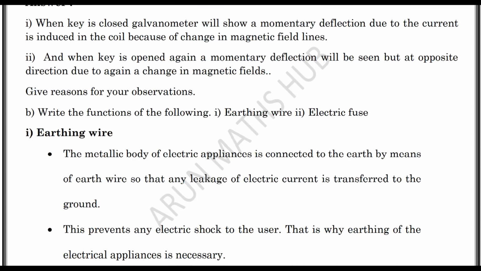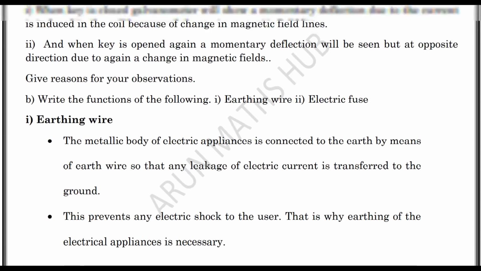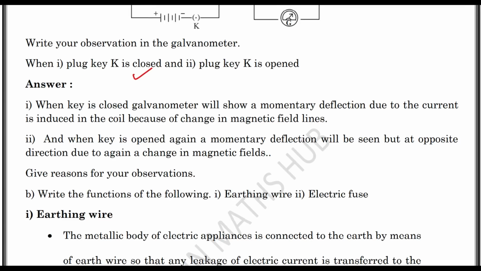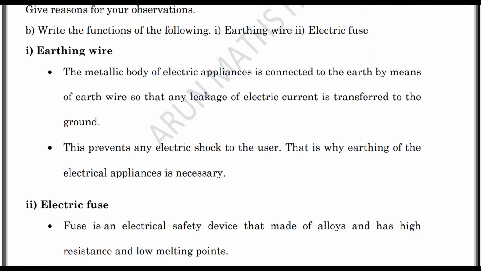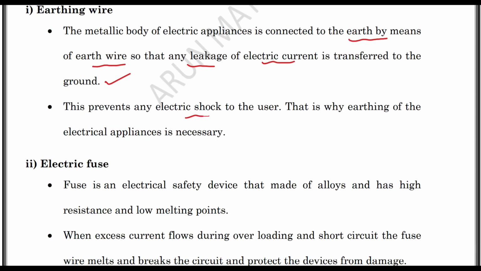Next question, write the functions of the earth wire and electric fuse. What is earthing? The metallic body of the electric appliance is connected to the earth by means of earth wire, so that any leakage of electric current is transferred to the ground. This prevents electric shock to the user. That's why earthing of any electrical appliance is necessary.